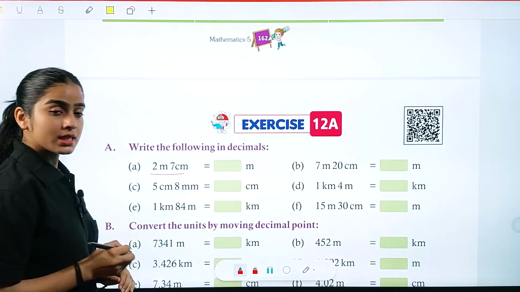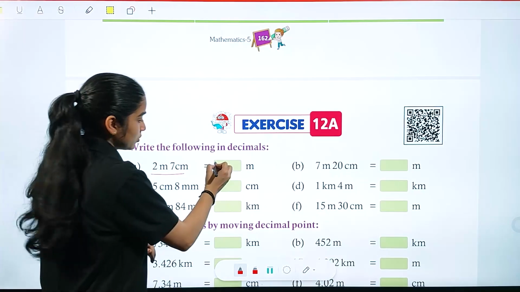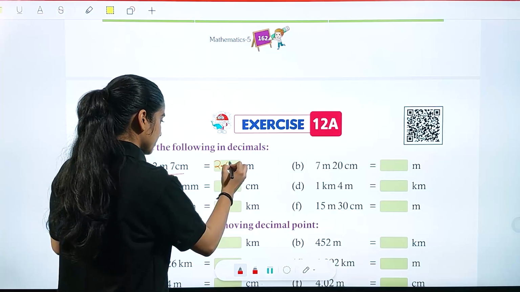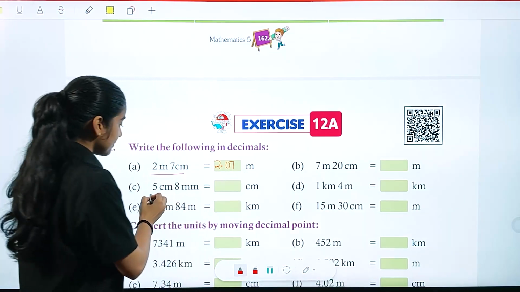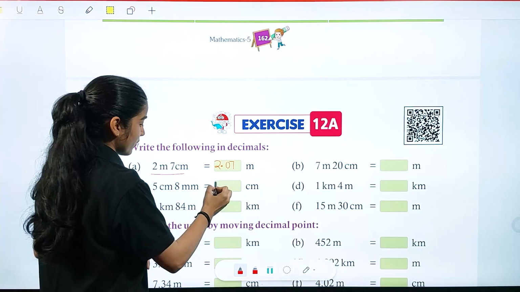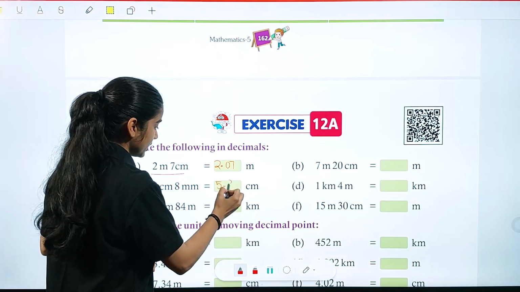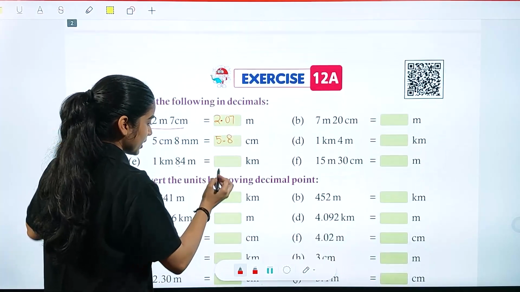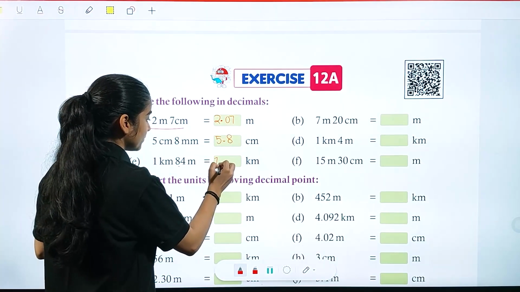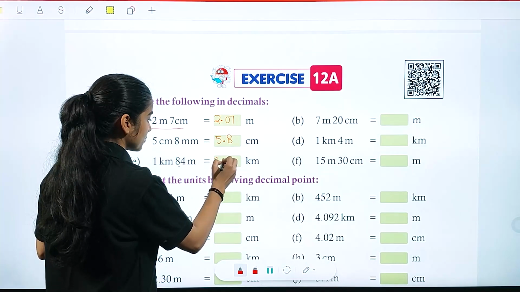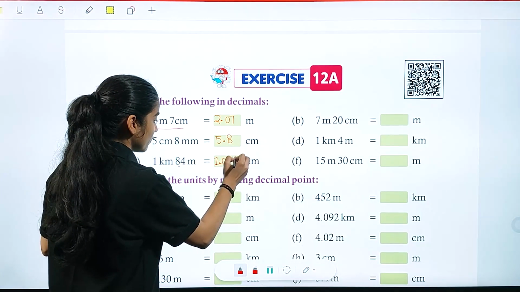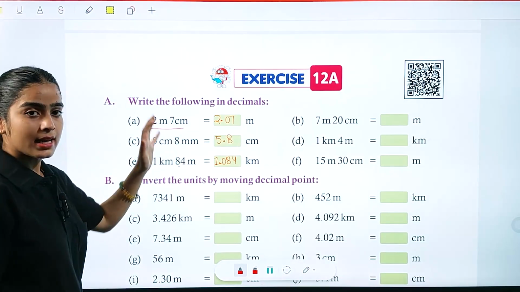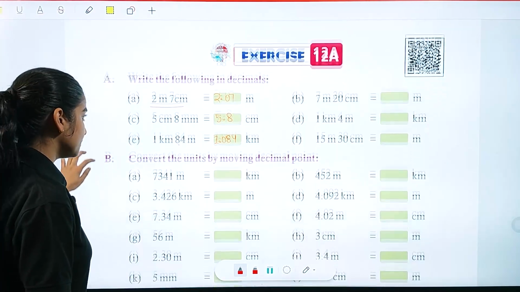This is 2 meter 7 centimeter. 5 centimeter 8 millimeter will be 5.8 millimeter. 1 kilometer 84 meters. Here we write 1 kilometer because it has 3 zeros, so 1.084 kilometer. Okay students, you can simply do the rest of the parts as I do.